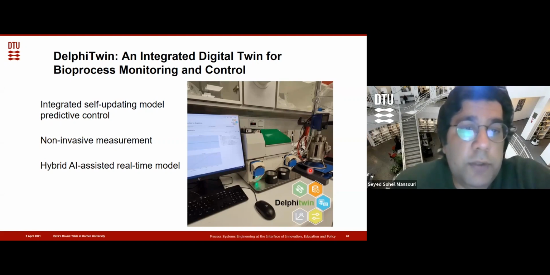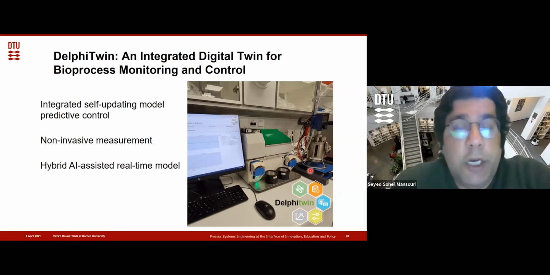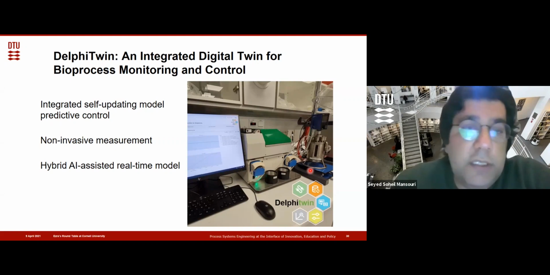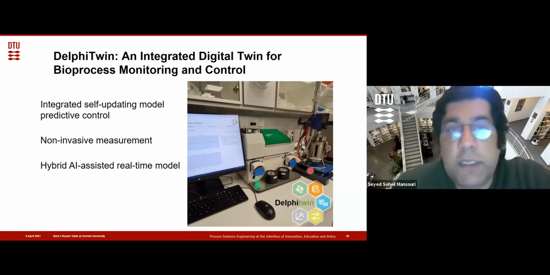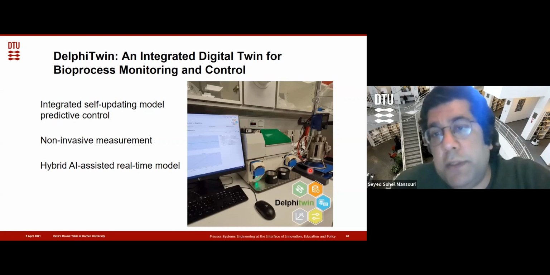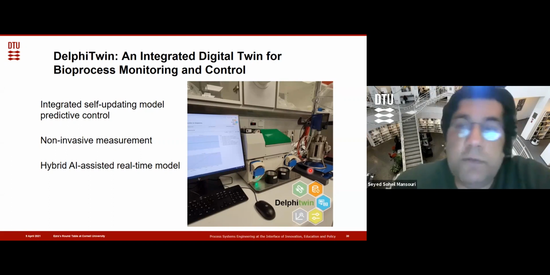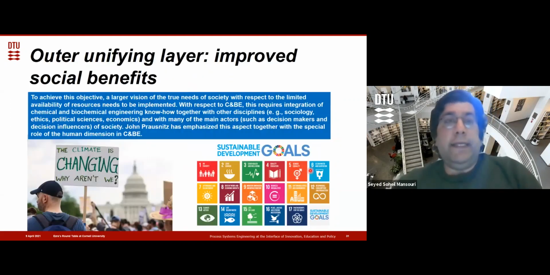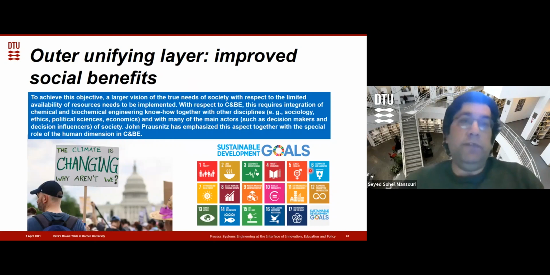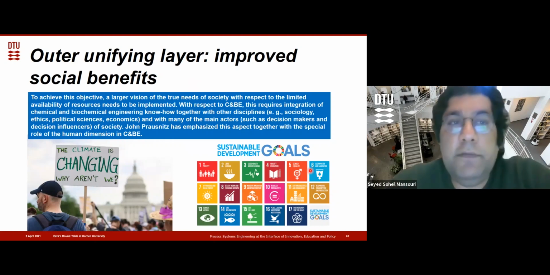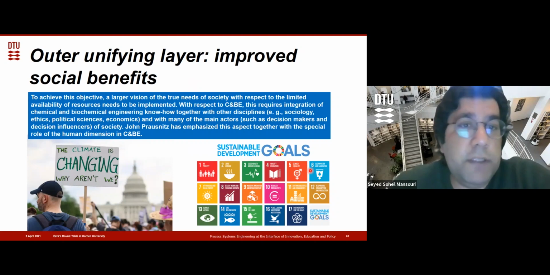We also need to note that this hybrid framework is actually independent of sensor signals, so we can push multiple sensor signals into the framework as well. So with that, I come now to the outer unifying layer, which is to improve the social benefits.